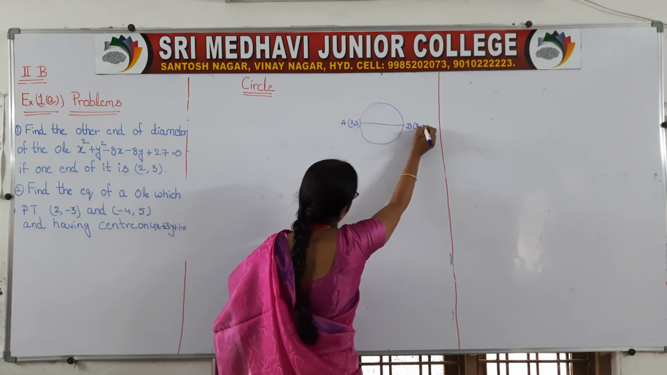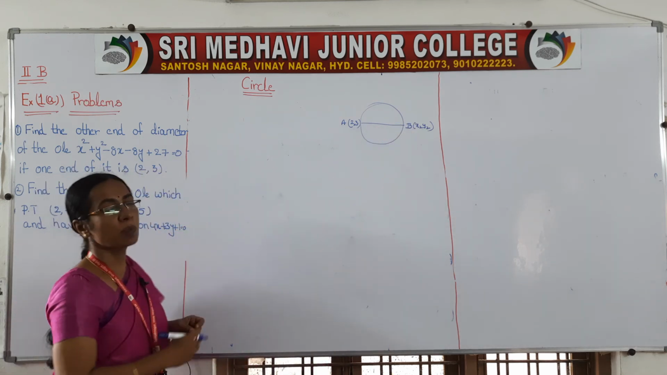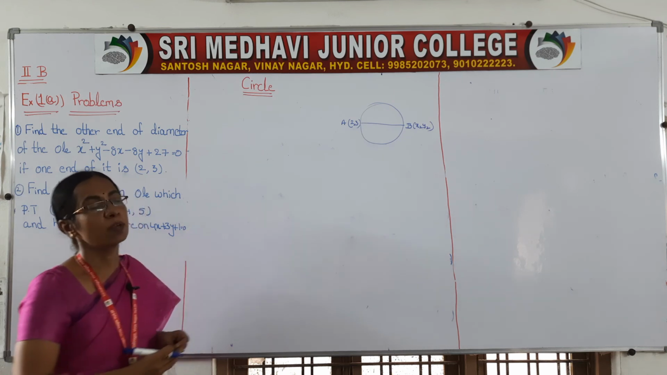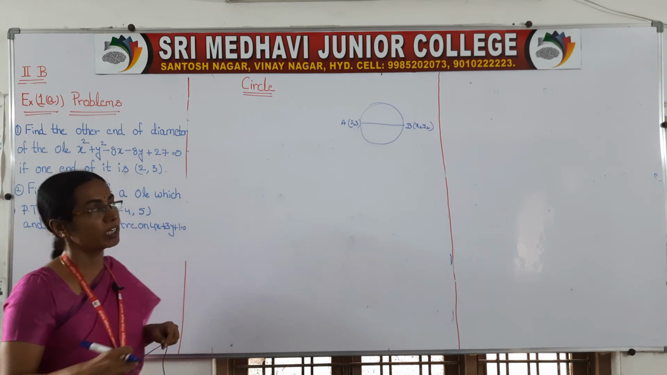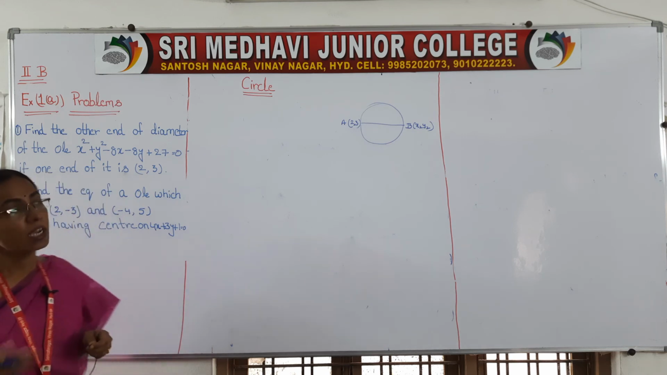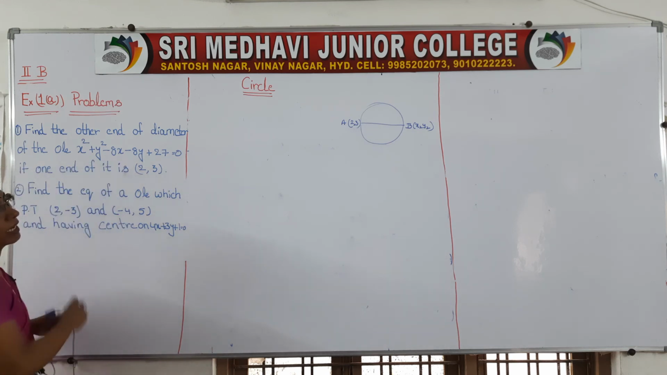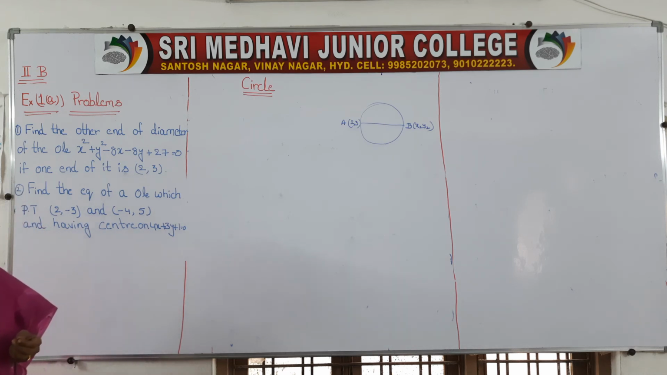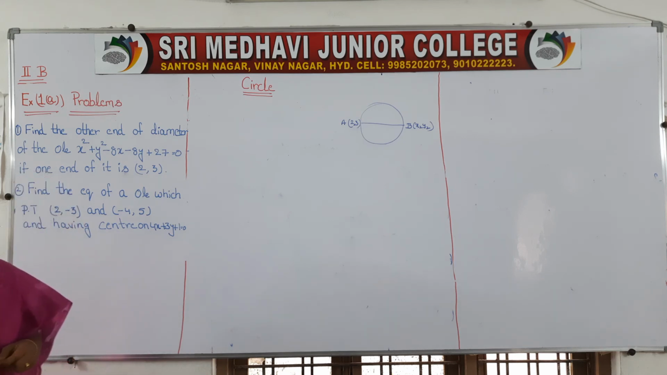You consider the other end as B(x2, y2). End means points, end points. This is first point A and that is the other end point B. Generally first point (x1, y1), second point (x2, y2). First point is given to us. We have to find the second point. How we have to find it: here they have given the circle equation. In the previous problem we had to find the circle equation. If 2 points are given to us, we have to find the required circle equation.